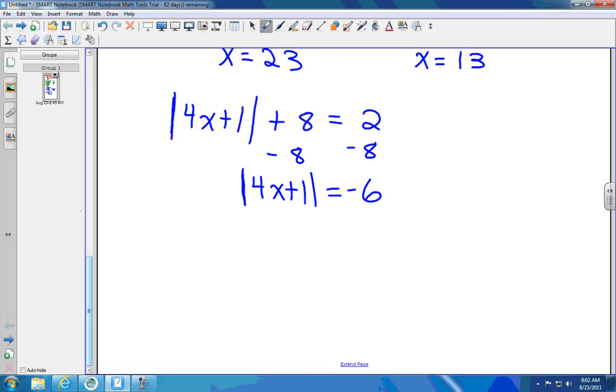Negative 6. Can absolute value be negative? No. We already said absolute value cannot be negative. Doesn't that say that the absolute value of that equals a negative number? Yes, it does, which is not possible. That's a no solution.